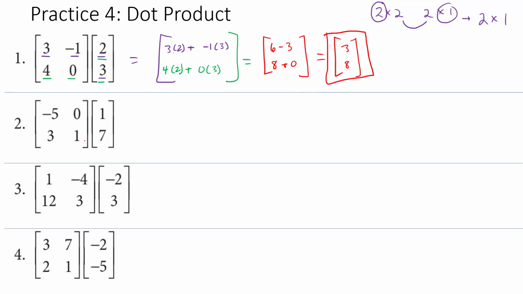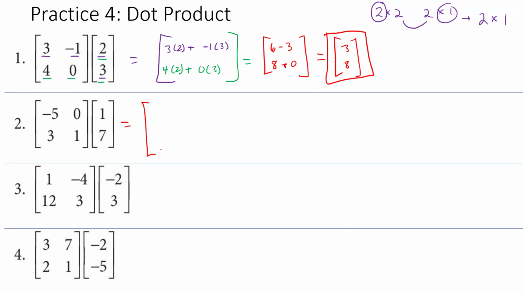Okay, because these all have the same dimensions of 2 by 2 and 2 by 1, I know that this is going to work for every single one. Does that make sense? All right, so what you're going to do is practice it. Do you need to see me do it one more time before I let you fly? Okay, I'll do it one more time. But you're doing 3 and 4 for sure by yourselves. Okay. All right. So again, we know that we're producing a 2 by 1.